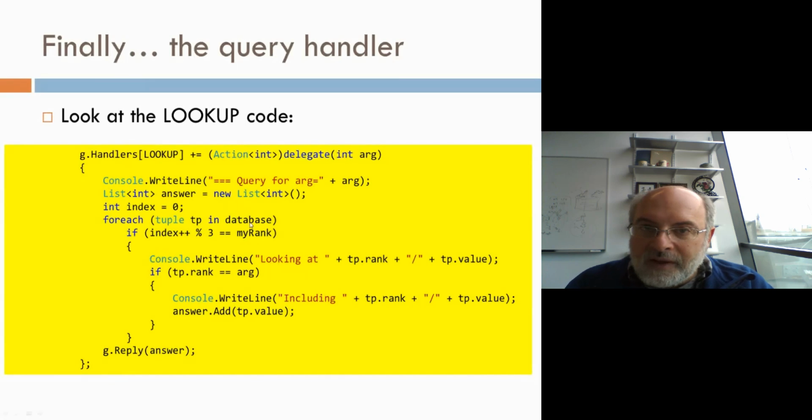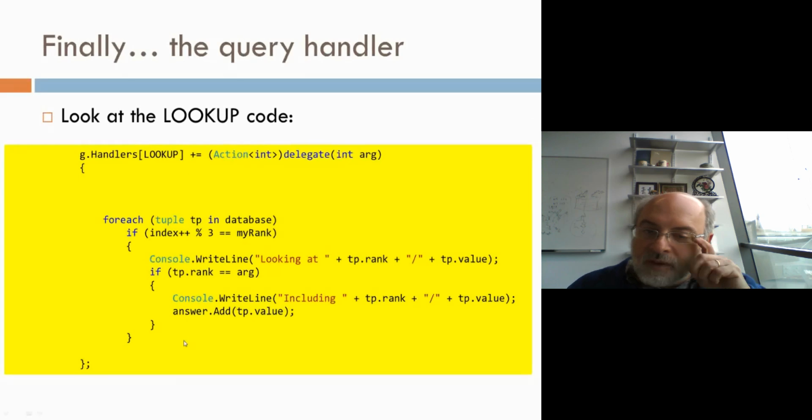For each tuple in the database, they walk through. Each one looks at different rows. Then it prints looking at, and it prints the rank slash the value, so whatever the value was in that tuple. And if the rank is equal to the given argument, it includes it into the list and prints that it's doing that, and then eventually it sends back its part of the list. And so this is the core piece of code that determines what's going to be in that list.